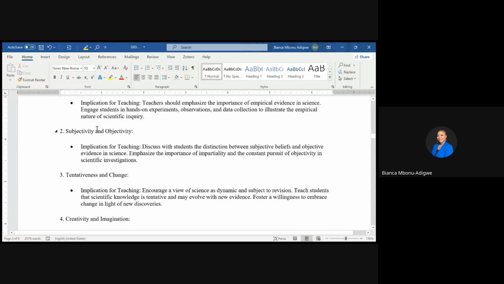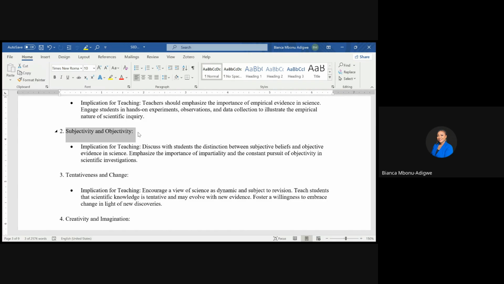Science is subjective and objective. What does that mean? Science can tell you that this thing is this today. It has subjected you into believing that one. But tomorrow, another evidence will come out. And what will happen? It will change. But evidence will be involved.